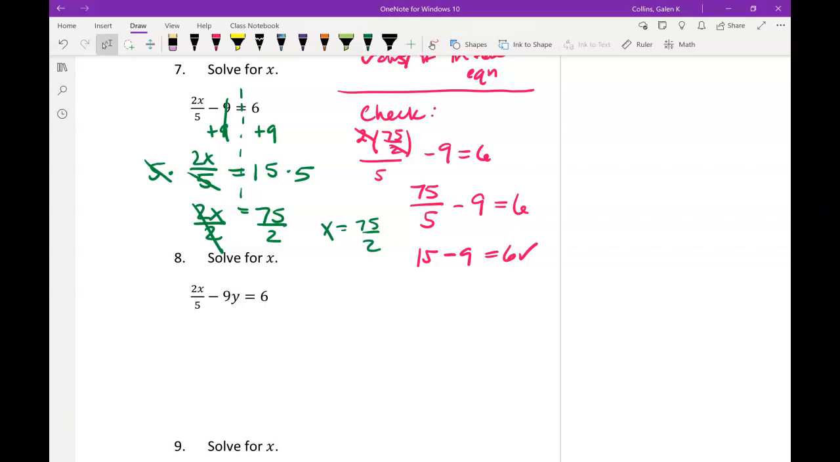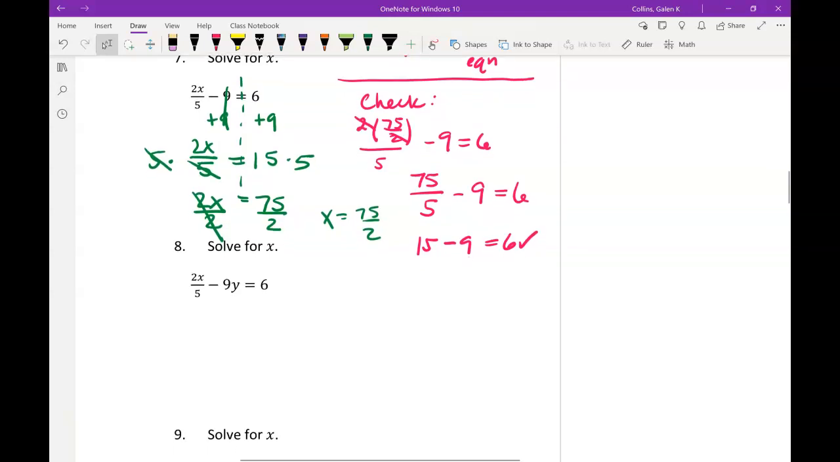No, they look very similar, except I have a 9y in number 8 where I just had a 9. But as we talked about in class, the steps for solving literal equations are the same as the steps for solving the equation. The difference is I won't get a value. So 75 over 2, that's a value, that's a number. I'll get an expression when I do this. Okay, so as before, instead of adding 9 to both sides, we could add 9y. Because again, we want to undo subtraction before division or multiplication.